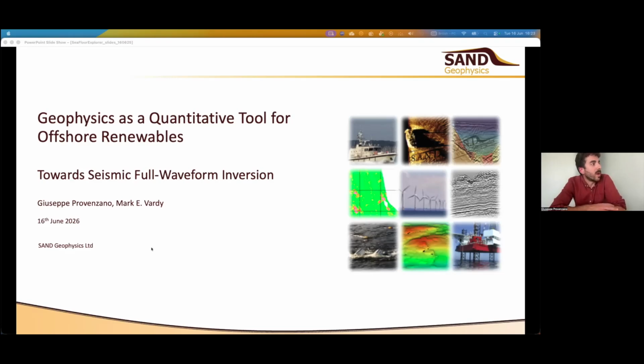So this talk will be about geophysics as a quantitative tool, and in particular, I'm going to focus on seismic data, just like Edward, and more in particular about full waveform inversion of seismic data and what are the challenges associated to it, and a bit of in-depth reasoning about cost benefit and what it means to apply these sort of advanced data processing and inversion techniques to the data typically acquired in the context of wind farm site characterization and foundation design.